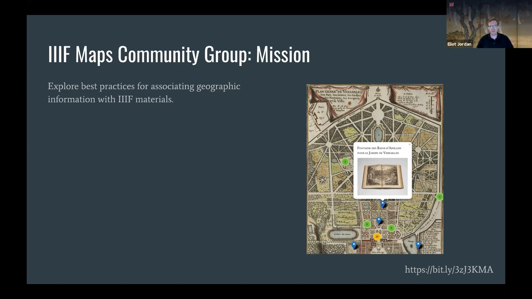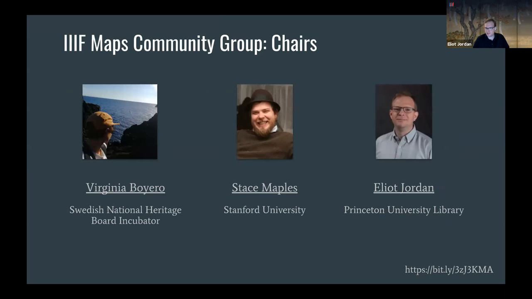So as an example, here on the right, you'll see a map of the Palace and Gardens of Versailles that are overlaid with place markers that link out to IIIF enabled content related to that particular location. The Maps community group has three co-chairs: Virginia, who you just met, Stace Maples from Stanford University, who you also just met, and myself from Princeton University Libraries.